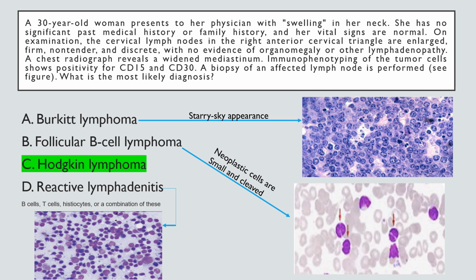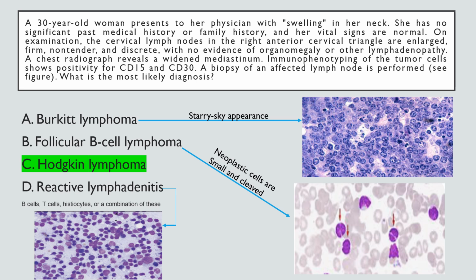Option B is incorrect because follicular B-cell lymphoma is also another type of non-Hodgkin lymphoma. It originates from the germinal B cell and is characterized by small cleaved neoplastic cells as shown in the image provided, and also there is absence of Reed-Sternberg cells.